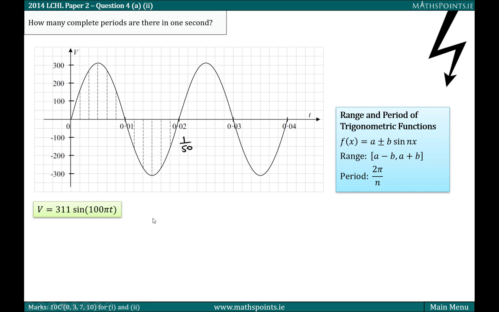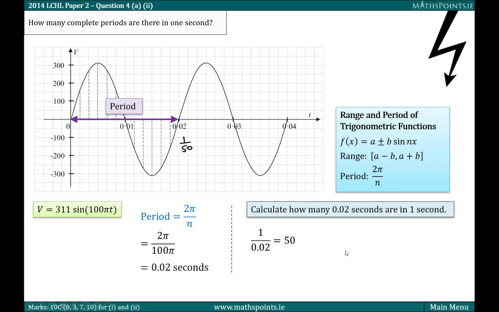And how many periods are there in 1 second? Well, how many 1/50ths are there in a second? Well, there is 50. Or how many 0.02s are there in 1 second? Well, take 1, divide it by 0.02, and we see that there's 50. So there is 50 periods in 1 second, which is something that we talked about already.